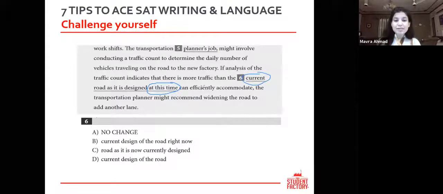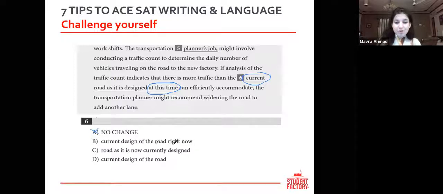How can we make sure कि ये दोनों जो है इस पूरे sentence को हम rephrase कर दें, इसको edit कर दें, and we make it meaningful by eliminating either of the phrases or the words so that it makes sense. Now, the way to do it is going to be, if analysis of the traffic count indicates that there is more traffic than the current road. अब यहाँ पर हम इसको तो या तो हम current को eliminate करेंगे या फिर हम at this time को eliminate करेंगे. So the most sensible option to choose is going to be no change. So obviously it cannot be a possible answer.